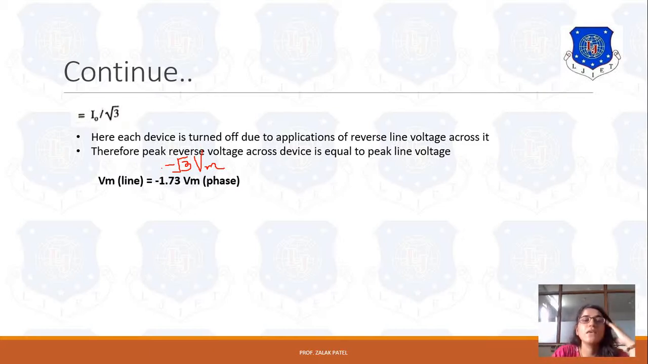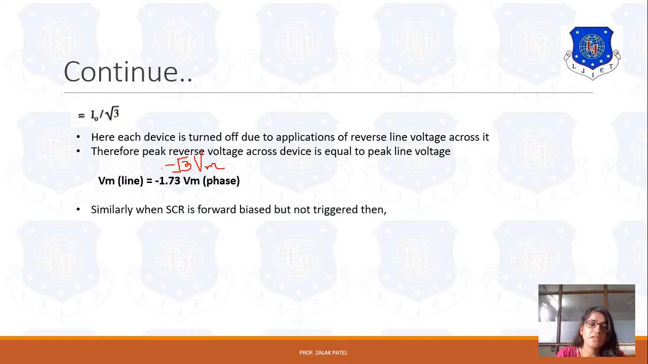Now what is the peak forward voltage? In case of the peak forward voltage, the negative sign will disappear, and Vm line for the forward case can be written as plus 1.73 Vm. Similarly, when the SCR is forward biased but not triggered, then Vm for line voltage can be written as 1.73 Vm for phase voltage. So these are the two different cases for forward as well as for reverse voltages. So this is an example related to the semi-converter.